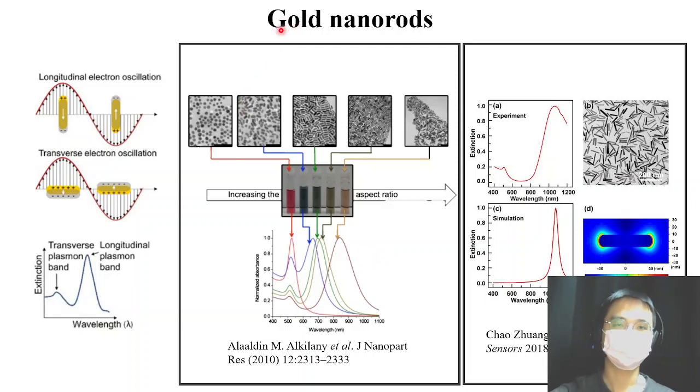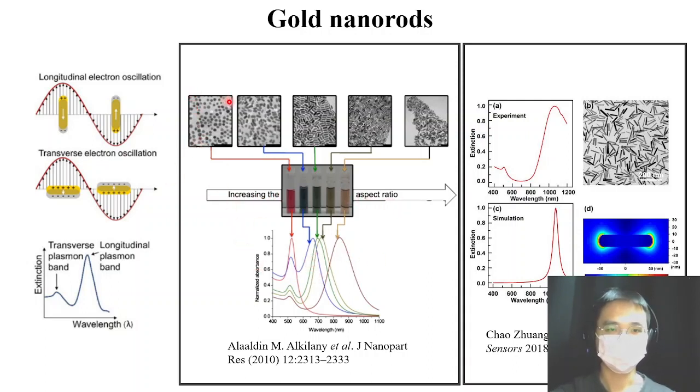And then the gold nanorod. We have the same surface plasmon, but for the gold nanorod we have two types of surface plasmon: one is the longitudinal side, and one is the transverse side. Because of these two kinds of surface plasmon, we will have two peaks in the absorption, as we can see here. And when we increase the aspect ratio, the peak will change.